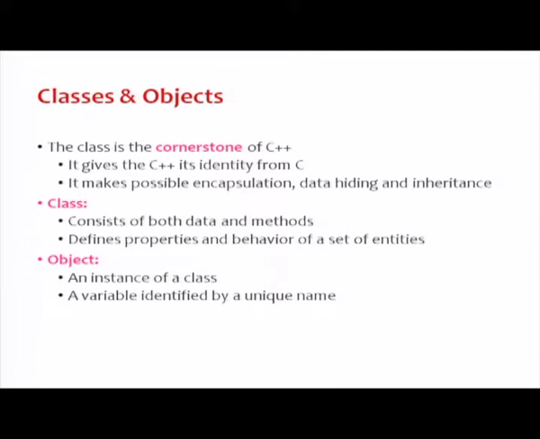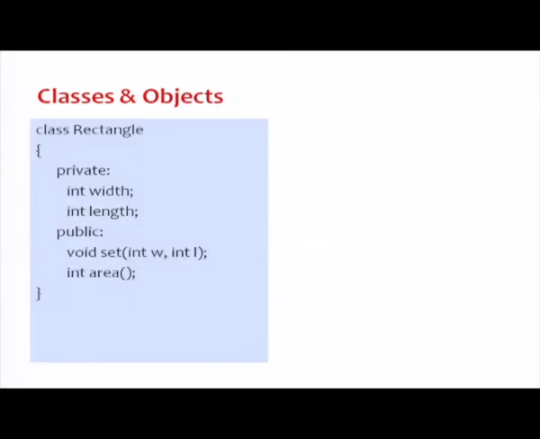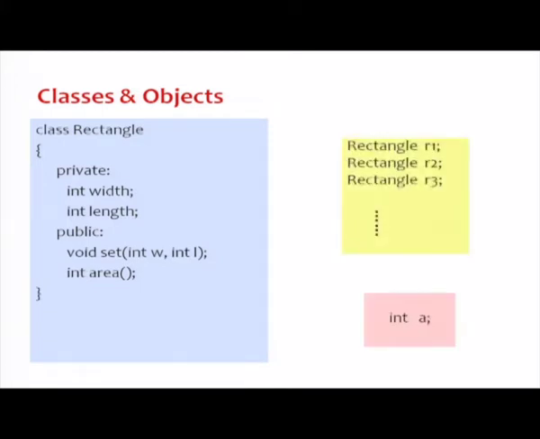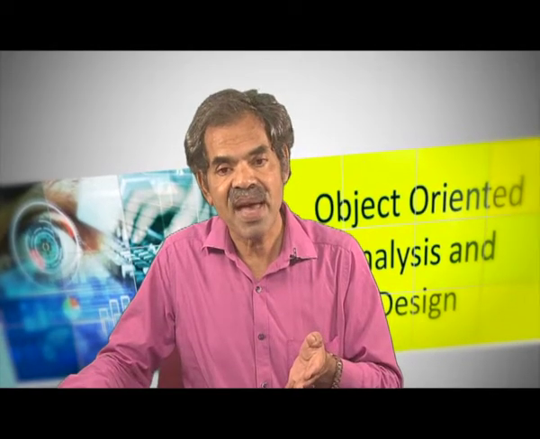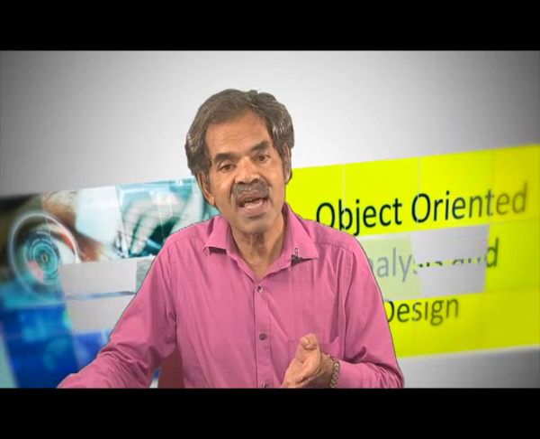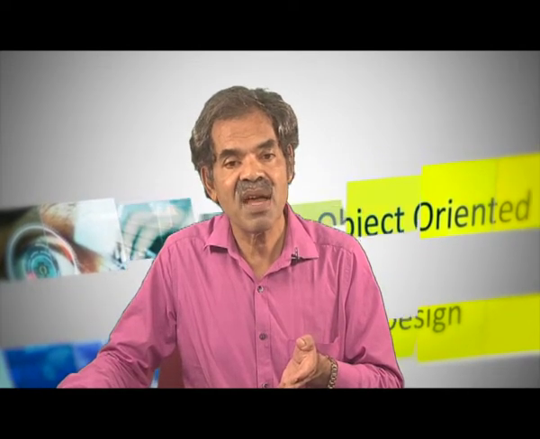Class consists of both data and methods, and defines properties and behavior of a set of entities. An object is an instance of a class, a variable. Now, these are simple terminology like every new field has. This also has brought in along with it some nice terminology. Now, once again the question comes, for teaching purpose in C++, we have still been talking about rectangles, triangles, draw some graphics package, but how does it relate to real life? That is a question that we have to ask.